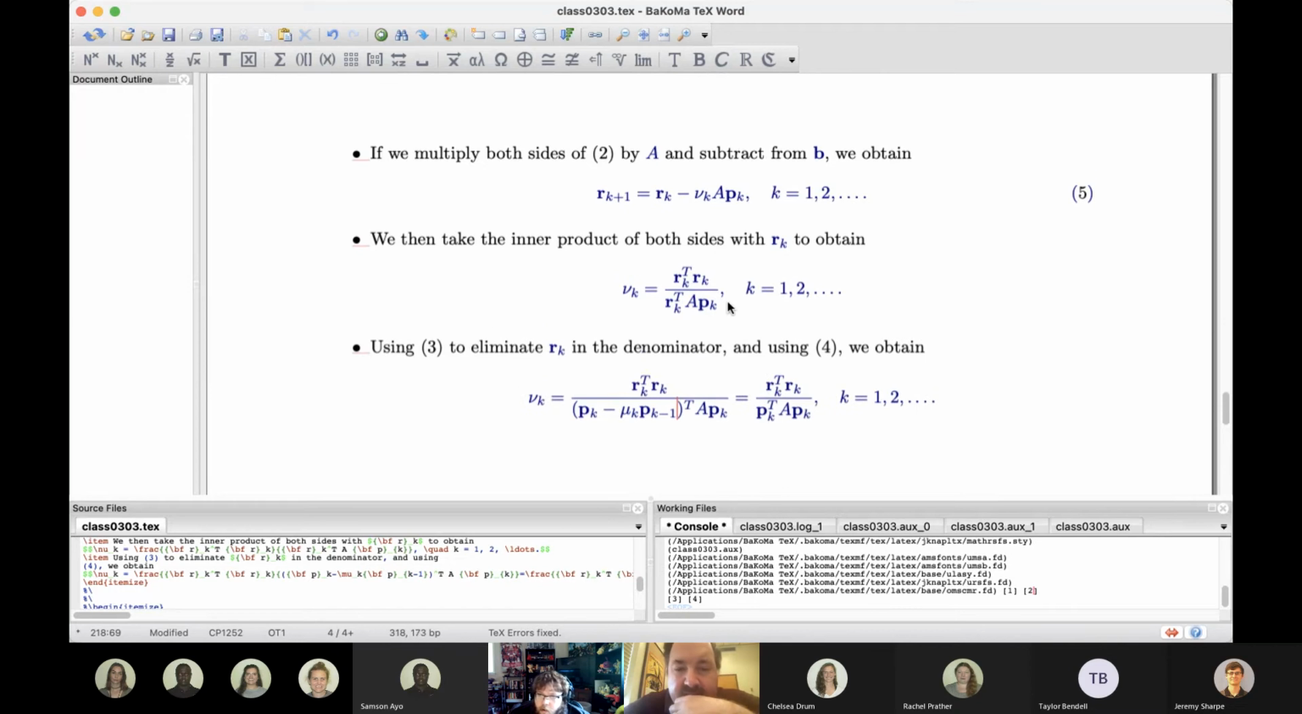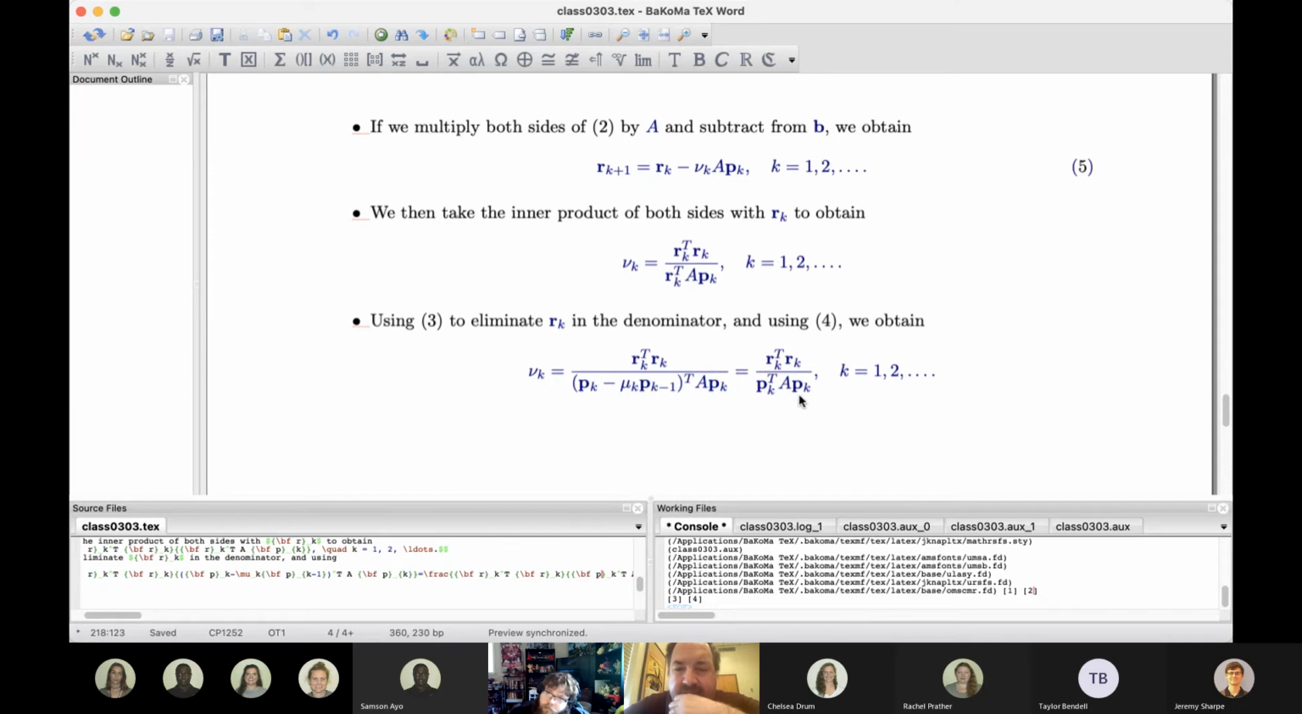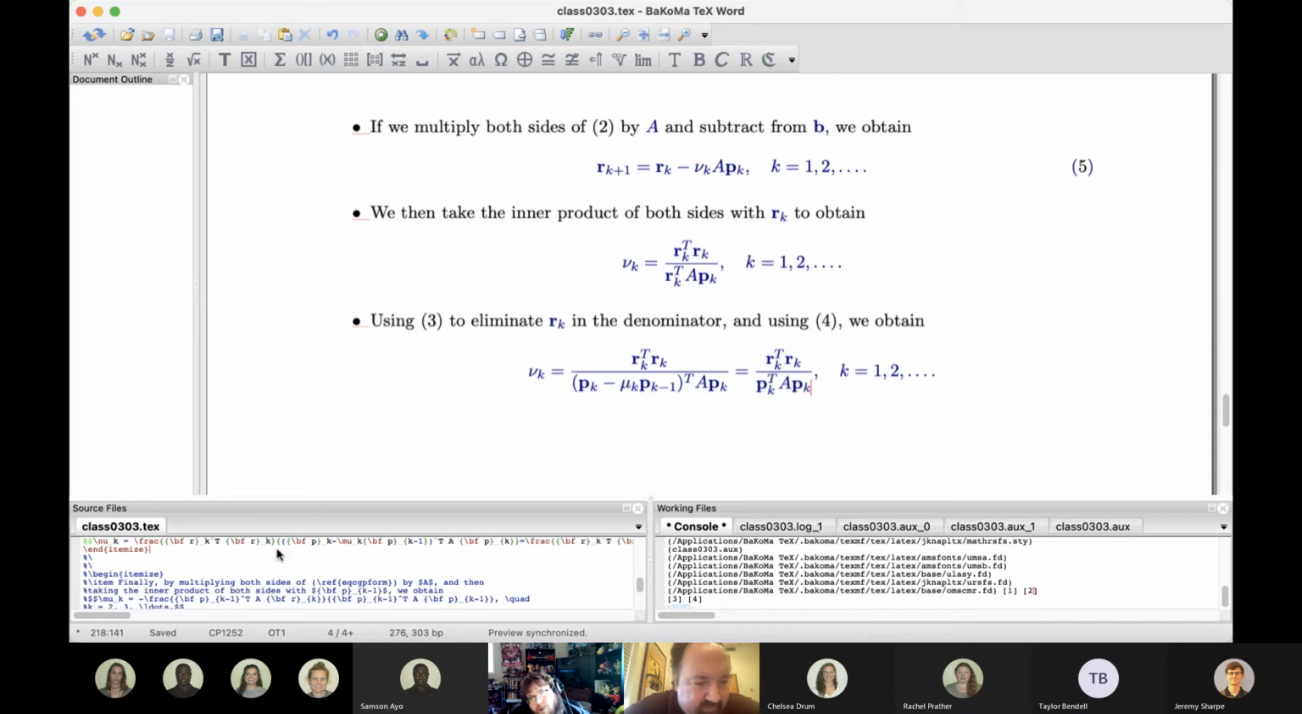But the thing is, the search directions are A-orthogonal. p_{k-1} transpose A p_k, this inner product is 0. So that's what allows me to simply change r_k to p_k, because they differ by a vector that is orthogonal to A p_k. Now I have this formula, and this is nice because we can see that this is guaranteed positive, because A is symmetric positive definite.